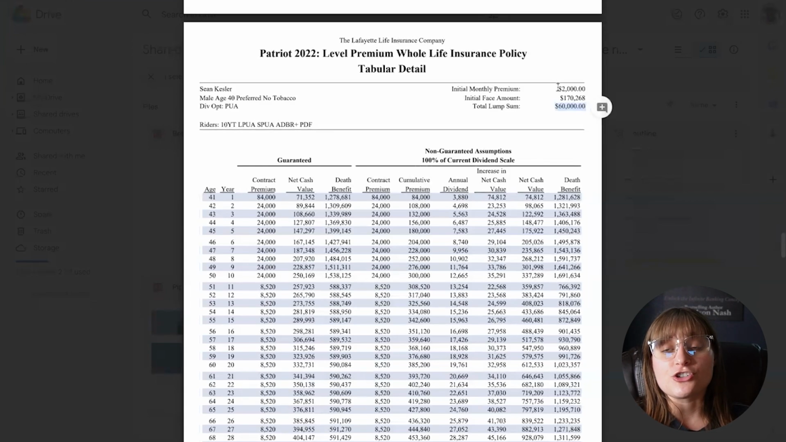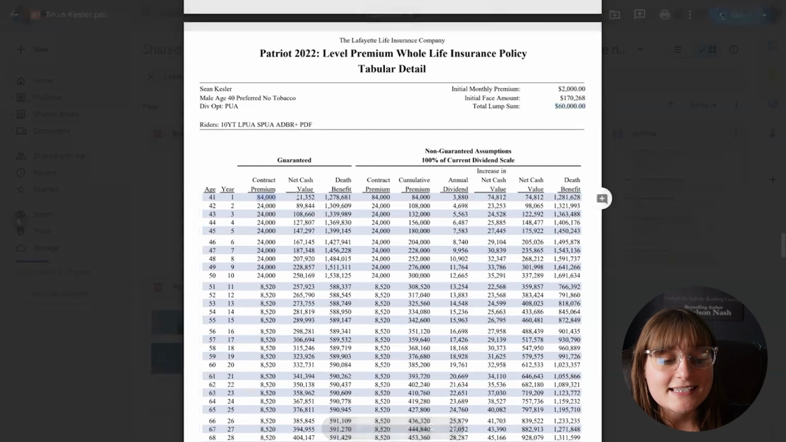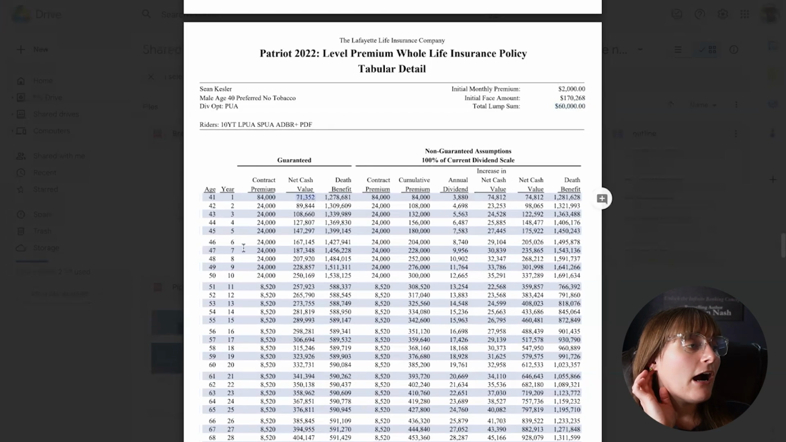So I tell y'all conservatively, when you do a dump-in inside of your policy, you have access to 90% of that money immediately. So Sean does this dump-in inside of it. Then he's trucking along doing his 2,000 a month premiums. So you can see here that when you do this kind of dump-in inside of the policy, it really accelerates that cash growth.